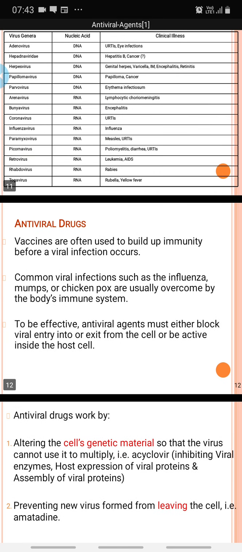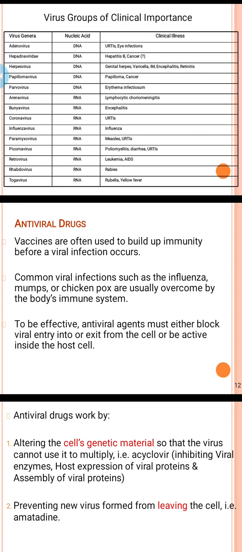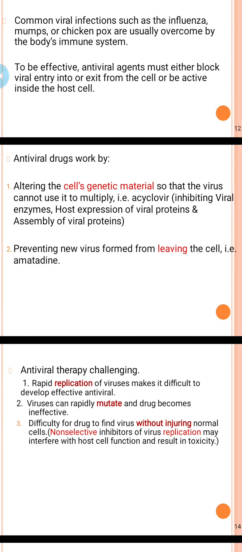So let's discuss the antiviral drugs. Common viral infections such as influenza, mumps, chickenpox are usually overcome by the body's immune system. Antiviral drugs work by altering the host cell genetic material so that the virus cannot use it to multiply. Example, acyclovir inhibits the viral enzyme. Host expression of the viral proteins and assembly of viral proteins are also inhibited. And there is prevention of the newly formed virus from leaving the cell, like amantadine.